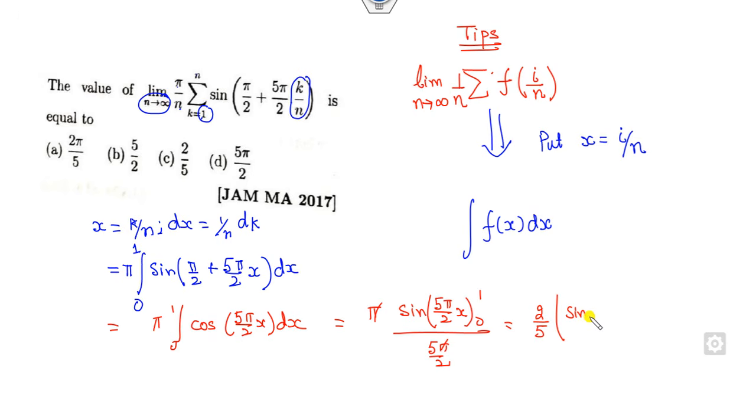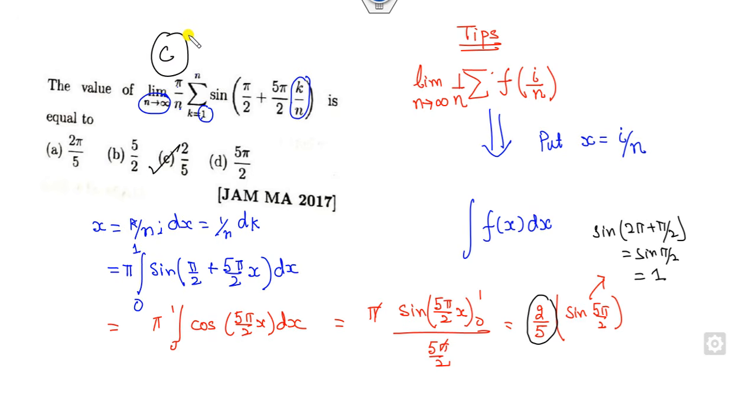What is that? Sine 5 pi by 2. Sine 0 is 0. What is sine 5 pi by 2? I can write this number as 2 pi plus pi by 2, which is sine pi by 2, which is 1. So the answer is 2 over pi. C is the right answer.